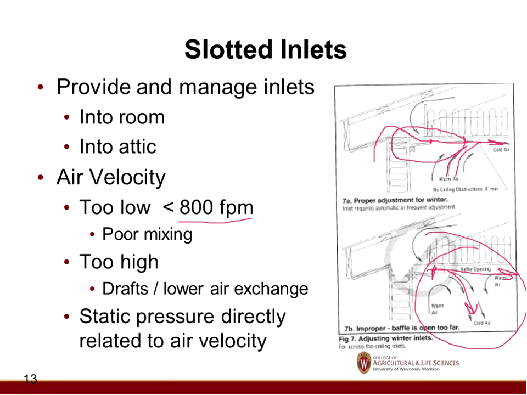And this is for a slotted air system across the ceiling. If you've got a slotted air system down the wall, it's a little slower, but most systems are going to be across the ceiling. The other issue is if we get it too high, we're going to lower that air exchange, because as the static pressure goes up, which is typically related to the air velocity, you could get drafts and stuff because of excess air movement in a building.